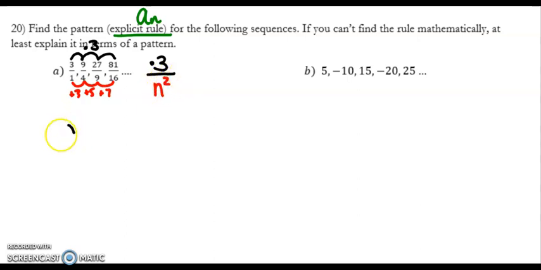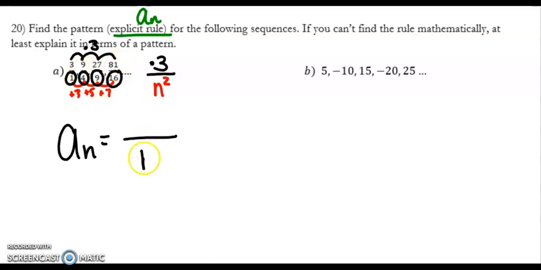Well, now putting this together, a sub n, the bottom, if I plug in 1, I get 1. If I plug in 2, I get 4. If I plug in 3, I get 9. If I plug in 4, I get 16. So the bottom is just n squared. That stays as it is.